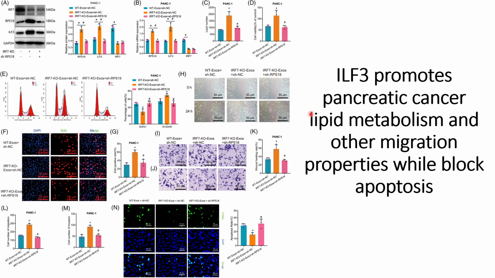Today we will continue our discussion about this ILF3 in the pancreatic cancer cells. In the previous video we discussed that RPS18 transferred from the M1 macrophages into the pancreatic cancer cells, then interacts with ILF3 or promotes the translation of ILF3, and this ILF3 somehow helps the pancreatic cancer cells in proliferation and migration.